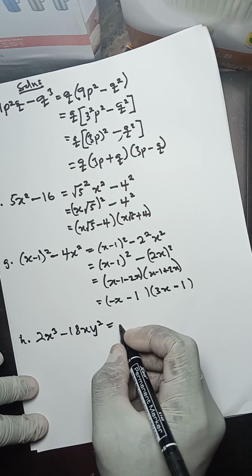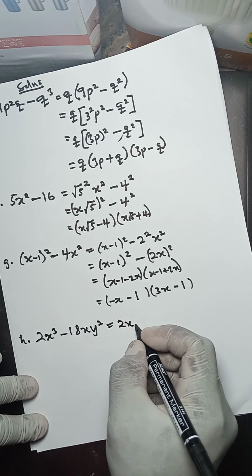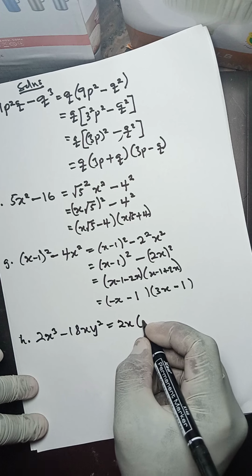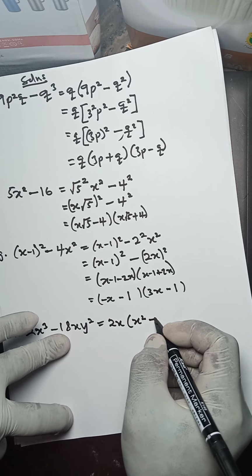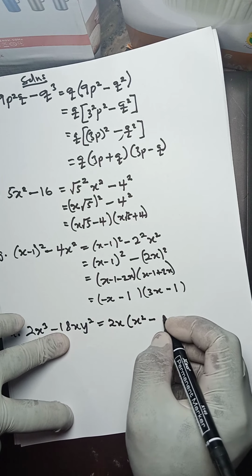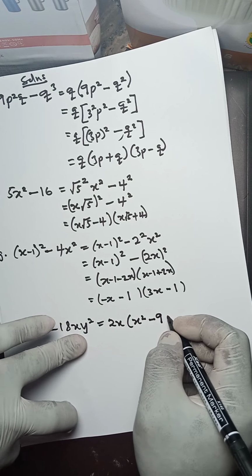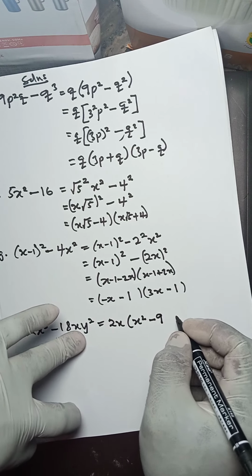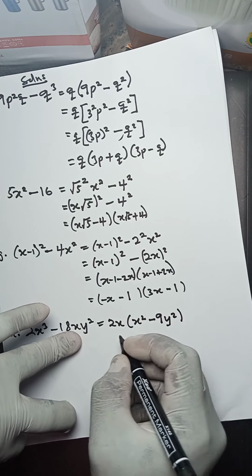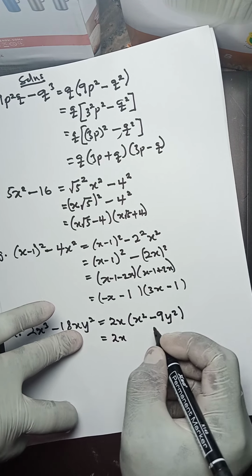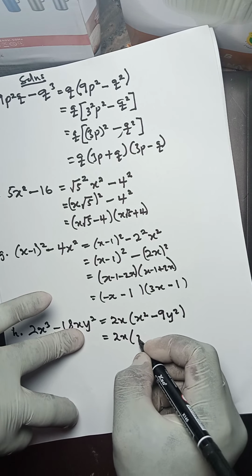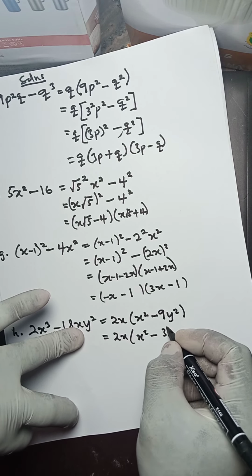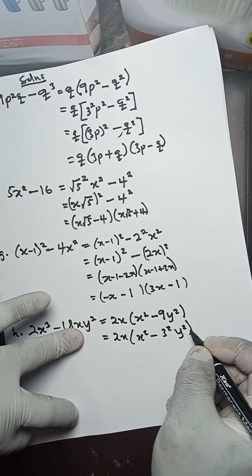So you know we'll be getting 2x coming out, leaving x squared here, then minus. The 2 will go into this 9 times, so leaving 9, x is gone, so we are left with y squared. So 2x is still outside, then we convert this side to a difference of 2 squares, so this x squared minus this becomes 3 raised to the power 2 y squared.